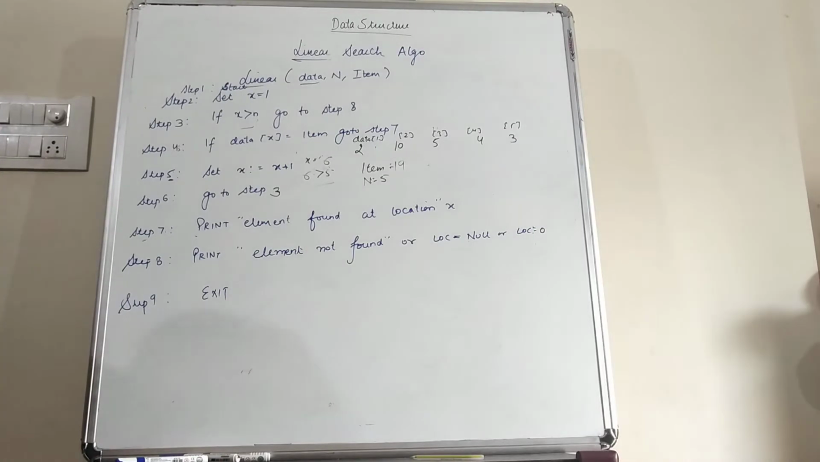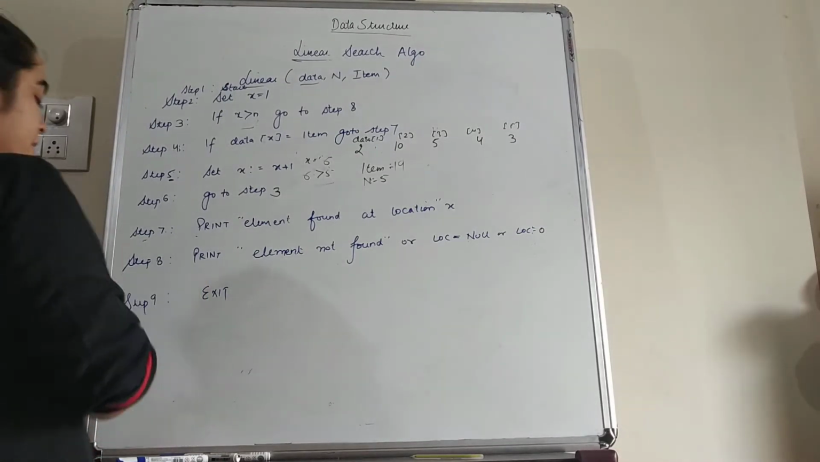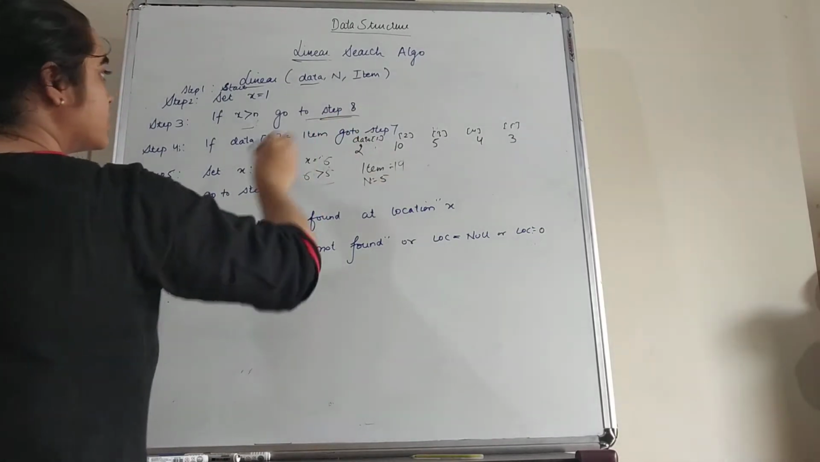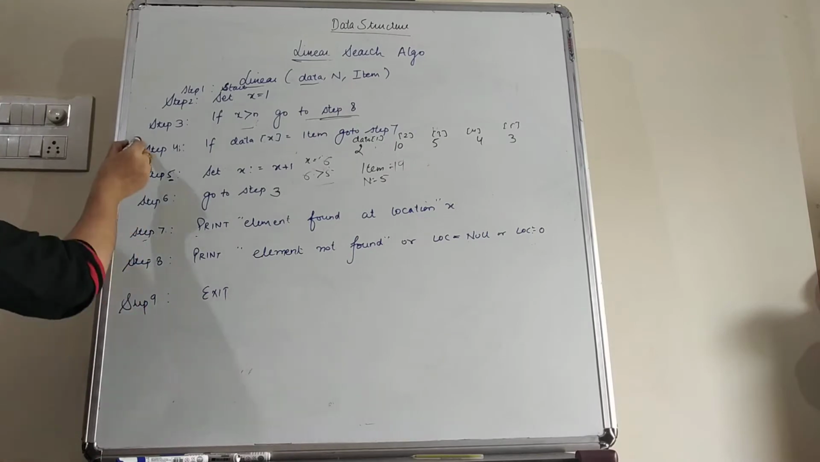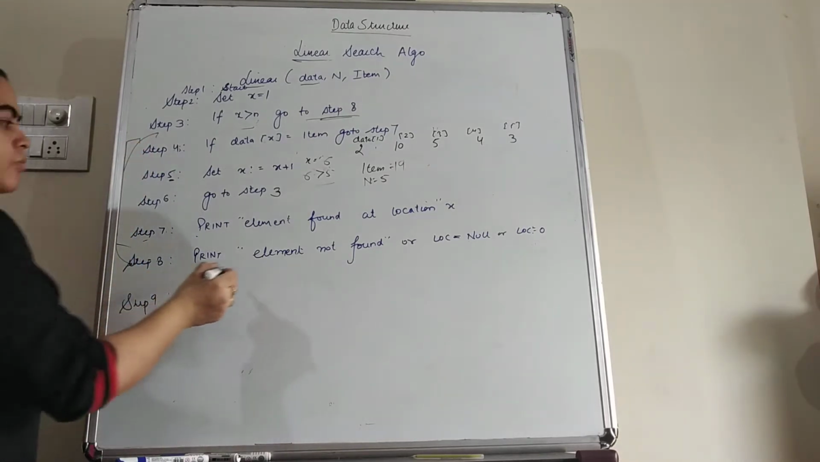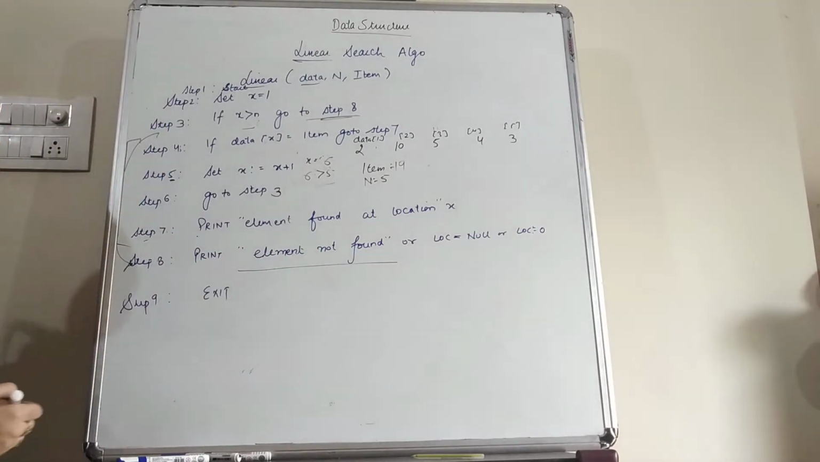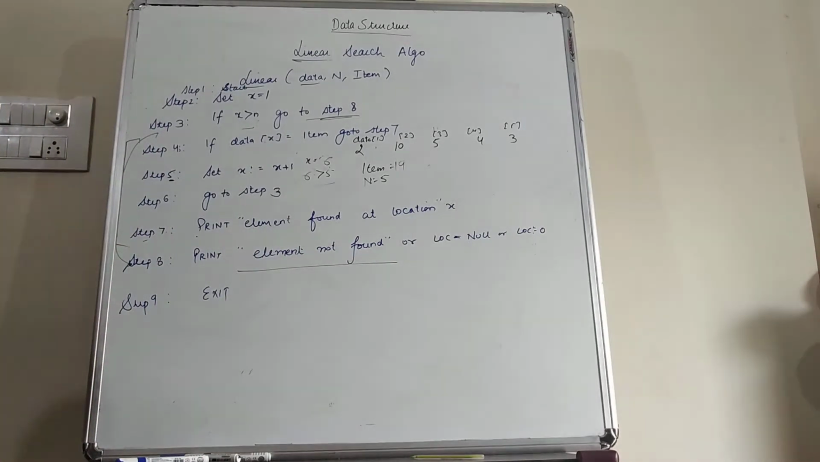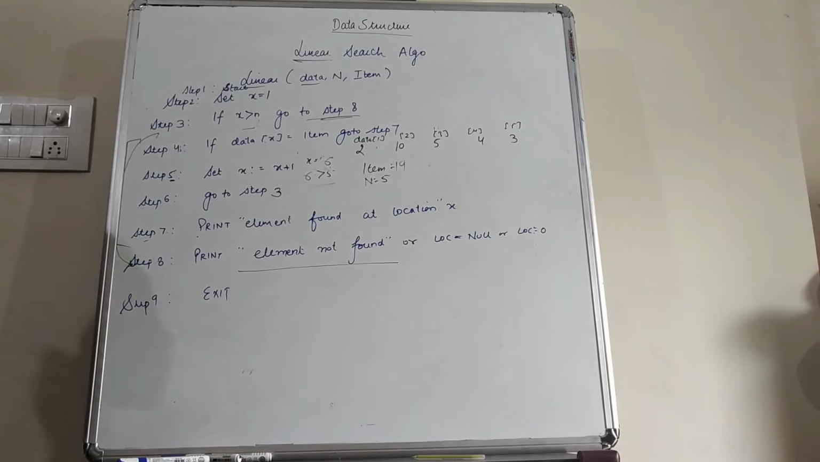So if 6 is greater than 5, then directly we can go to step number 8. We can skip all these steps and go to step number 8. So here what is written? Element not found. So that means now we are going to print element not found. So this is all about the linear search algorithm.